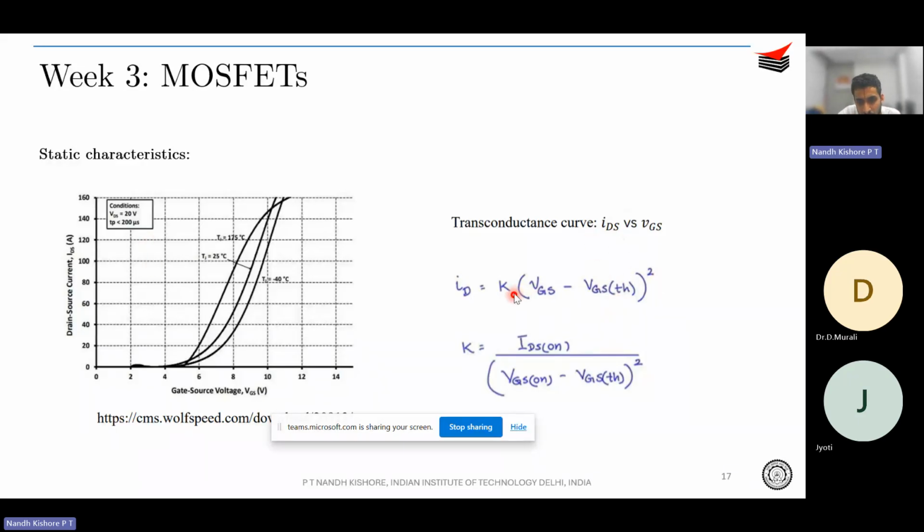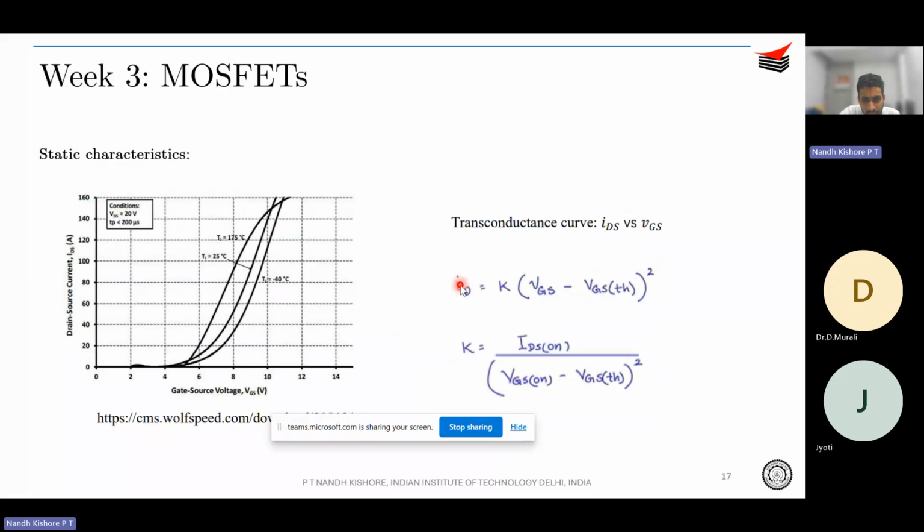So you can understand that your gate source voltage, right? That is the drive voltage, controls your ID. If you change your VGS, ID also changes. So that is why we call the MOSFET a voltage controlled current source. BJT is a current controlled current source. MOSFET is a voltage controlled current source, right?